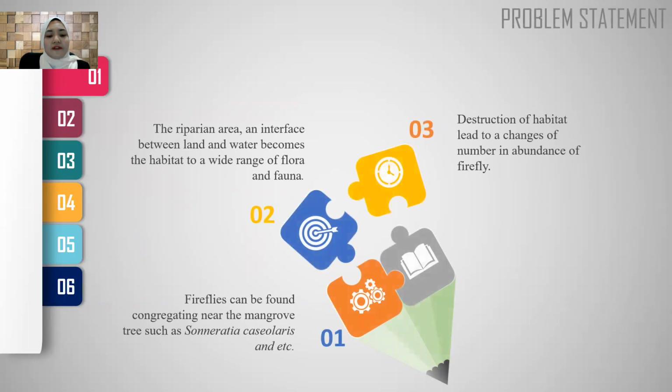So fireflies can be found congregating near mangrove trees such as Sonneratia caseolaris, which is known as pokok berembang. So the riparian area, the interface between land and water, becomes the habitat to a wide range of flora and fauna. Next, destruction of habitat leads to changes in the abundance of fireflies.